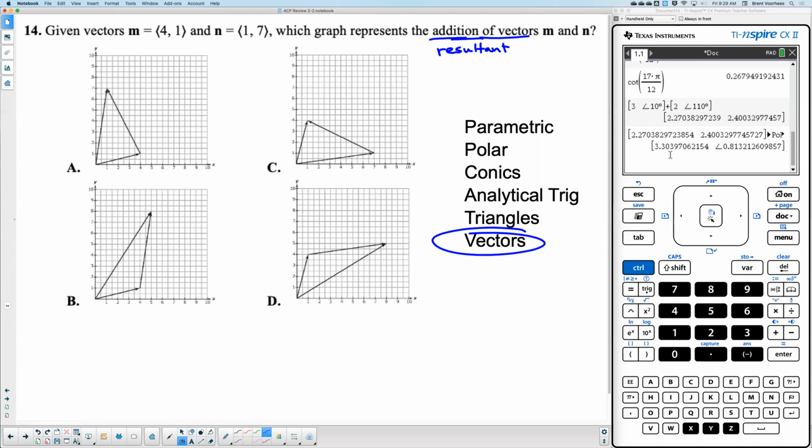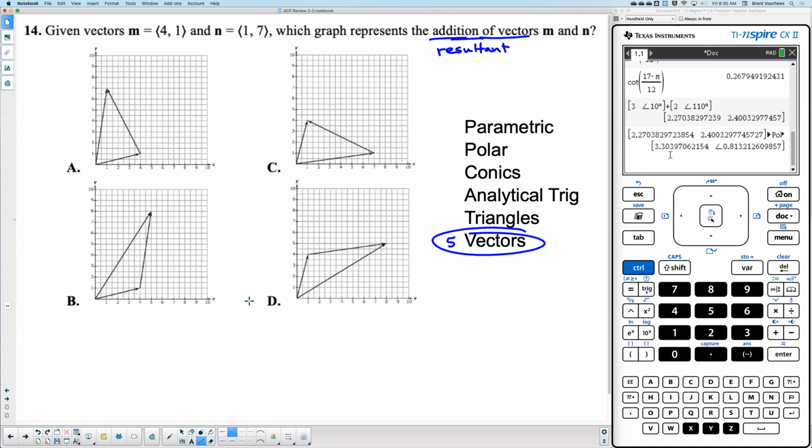Out of the 5 problems that are vectors, oftentimes you're not going to have to do everything like we did on 13. It might be something like this. So here, it says vector 4, 1. What would that look like if it was 4, 1?